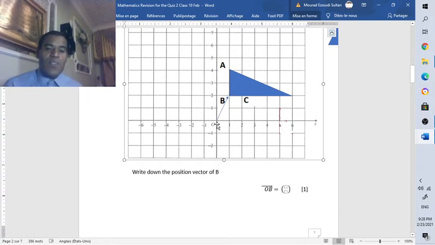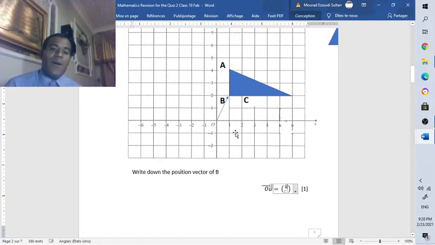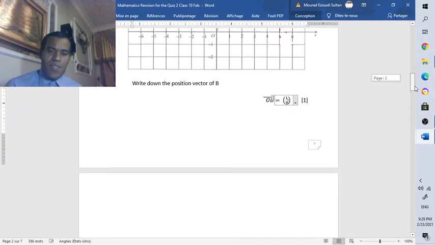So OB is what, my learners? How many units to the right? 1 unit. I will just write 1. And up, how many units? 2 units. Okay, I will just write 2. If the question is dealing with the column vector or the position vector of A, it will be 1, 4. If the column vector of C, for example, which is here in the third vertex of this triangle, we have 6 and 2, so it will be 6, 2. Clear? This is about the position vector of a point B or C or A.